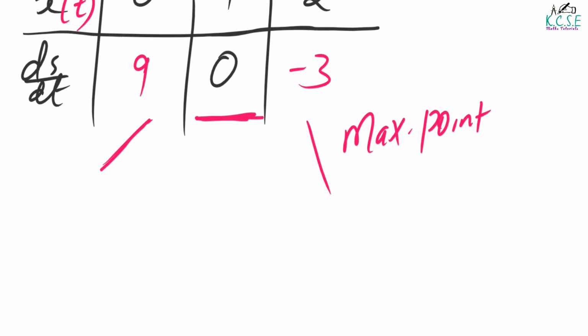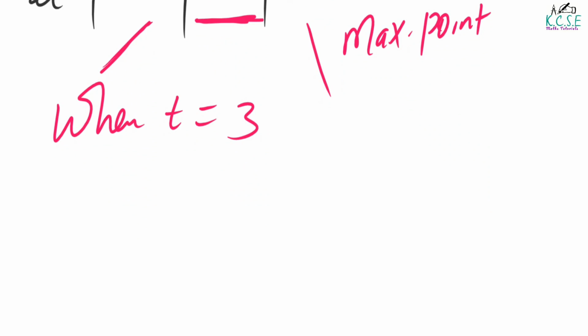Now the other value you're going to use is when t is equal to 3. So we do the same thing, with t, then ds over dt.